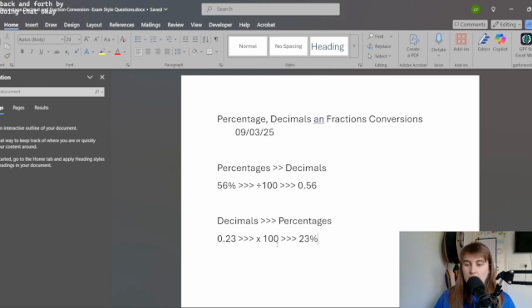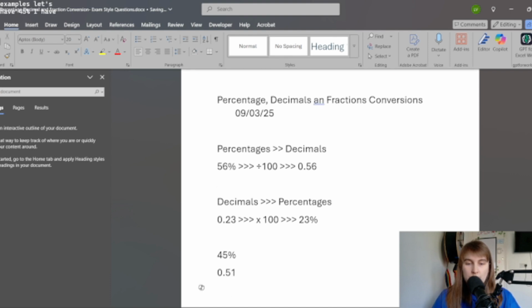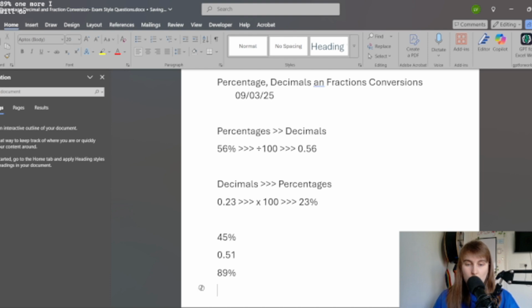Okay, lovely. I'll just do a couple other examples. So let's say I have 45%, I have 0.51, or I have 89%. One more I will do, 3%. Let's check what that is in a minute because it will be slightly different. So to get from percentages to decimals, I divide by 100. So this is going to be 0.45. To get from decimals to percentages, I multiply by 100. So this is 51%. Percentages to decimals, I divide by 100, 0.89.